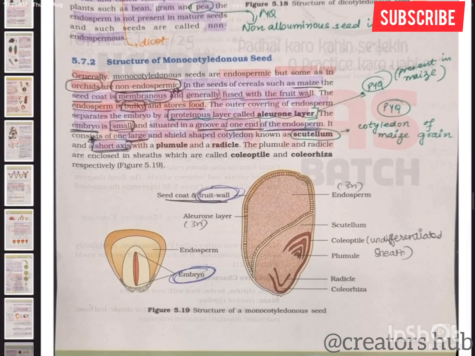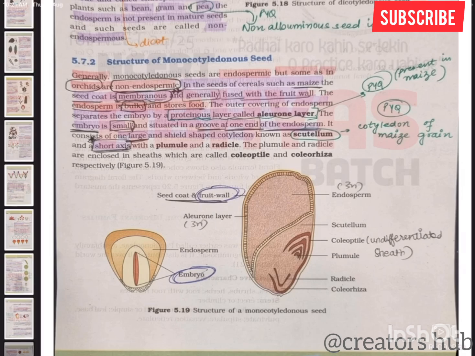Structure of monocotyledon seed. Generally, monocotyledon seeds are endospermic, but some, as in orchids, are non-endospermic. In seeds of cereals such as maize, the seed coat is membranous and generally fused with the fruit wall. The endosperm is bulky and stores food. The outer covering of endosperm separates the embryo by a proteinaceous layer called the aleurone layer.